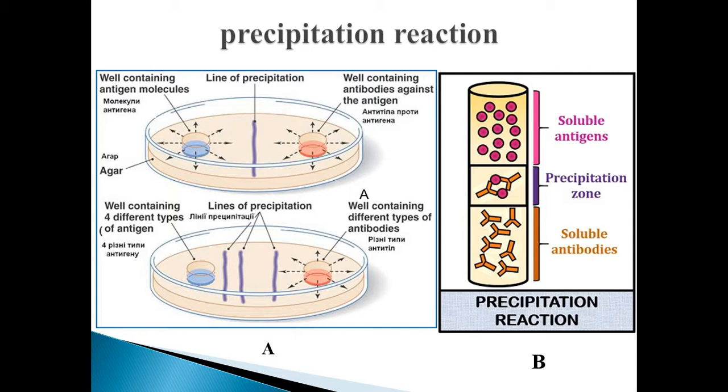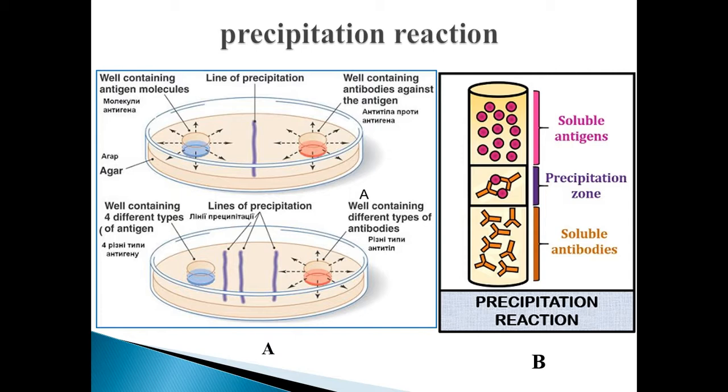Precipitation in liquid medium. Ring test. In a narrow tube, antigen solution is layered over an antiserum. A precipitate ring appears at the junction of two liquids. Examples of ring test are streptococcal grouping by Lancefield technique and Ascoli's thermoprecipitation test done for anthrax.